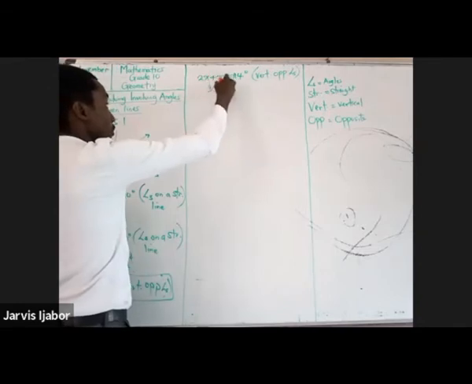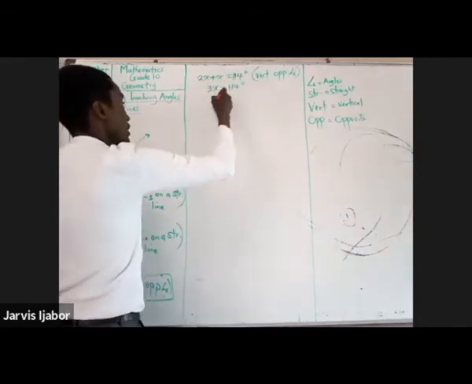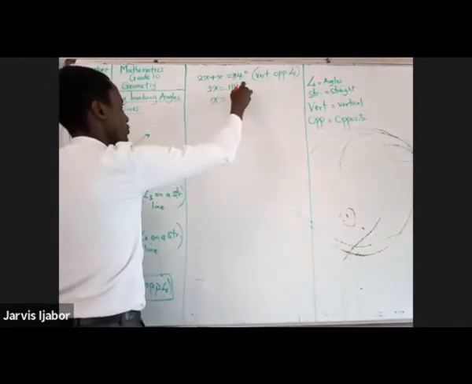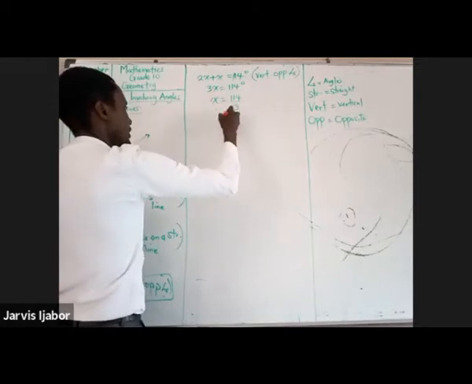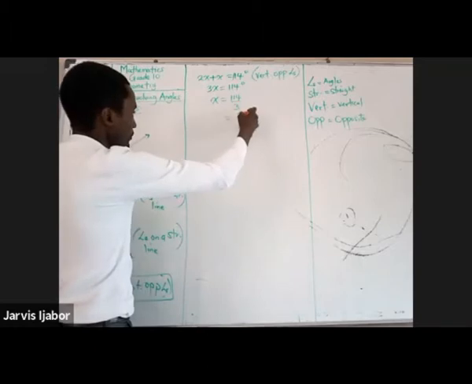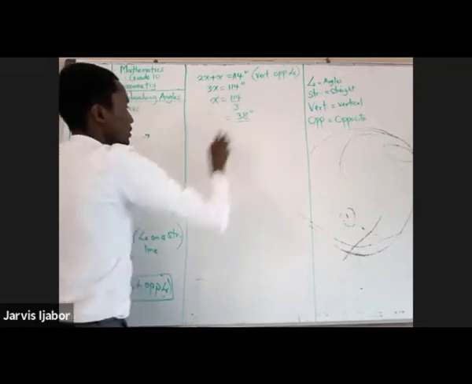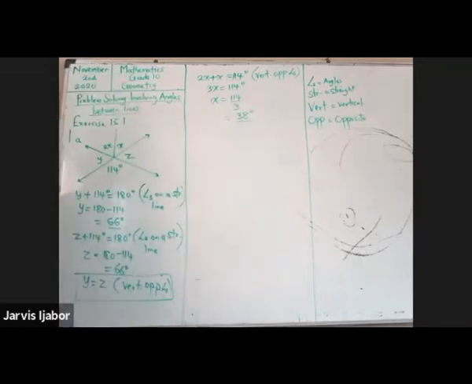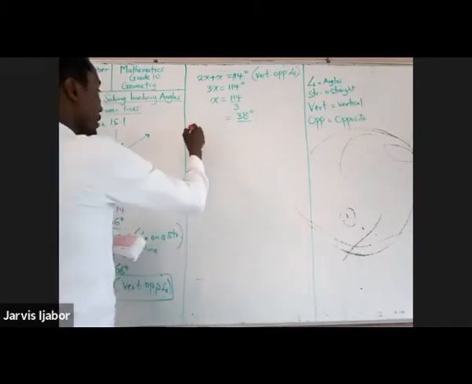So 3x will now be equal to 114 degrees, meaning that x will equal 114 divided by 3. And that will give you 38 degrees. So x invariably becomes what? 38 degrees. And that's for your question 1A. So let's look at question 1B.